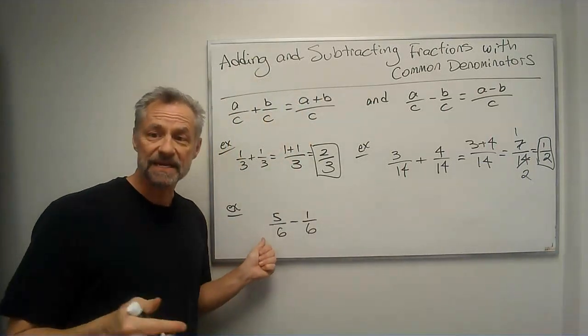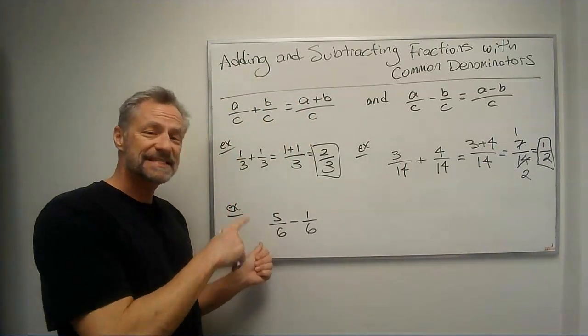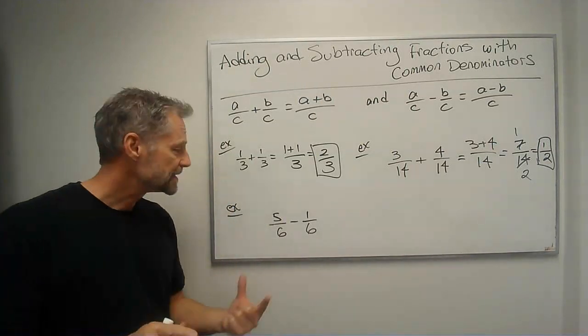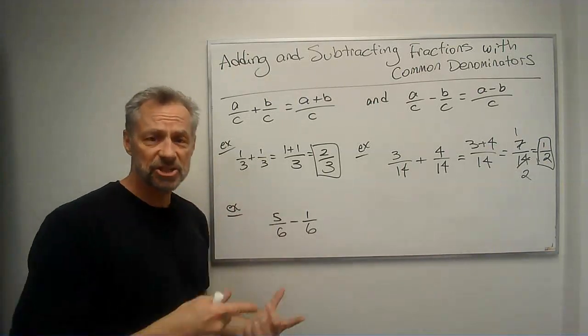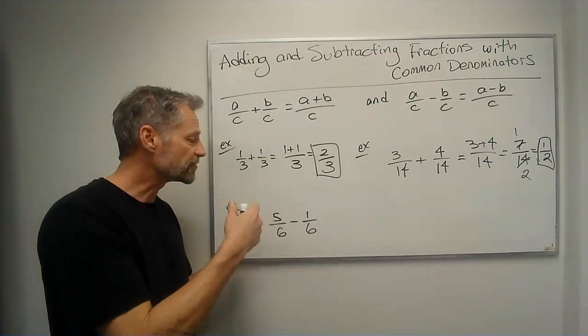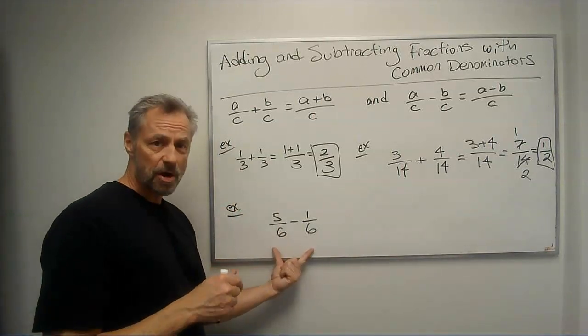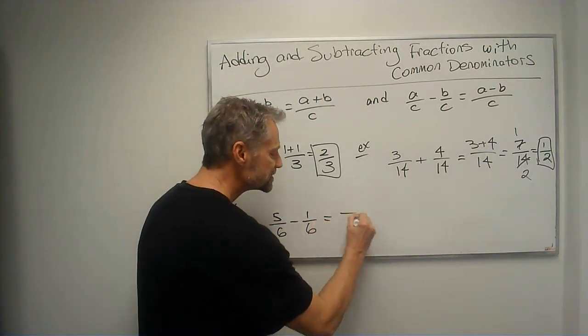Okay, same idea. Subtraction this time. 5/6 minus 1/6, as long as the denominator is the same. Now, if the denominator is not the same, we can't just do this. We have to get the same denominator first. I'll show that in another video. But we have a common denominator of 6. We keep the 6 as the denominator.